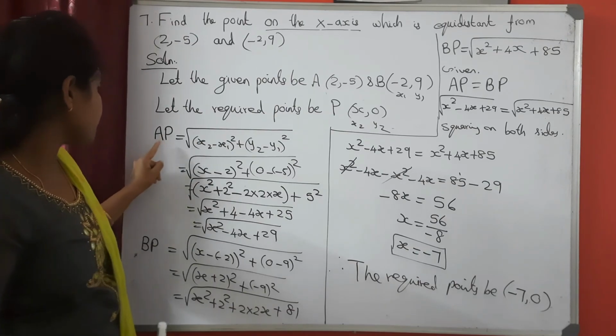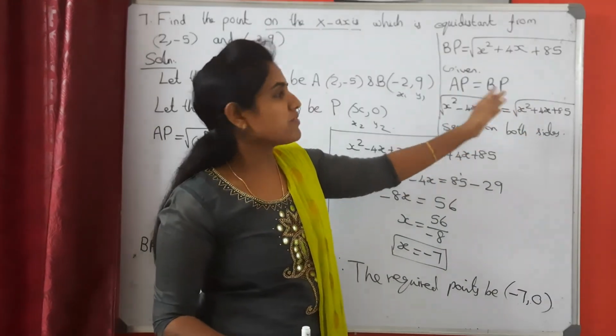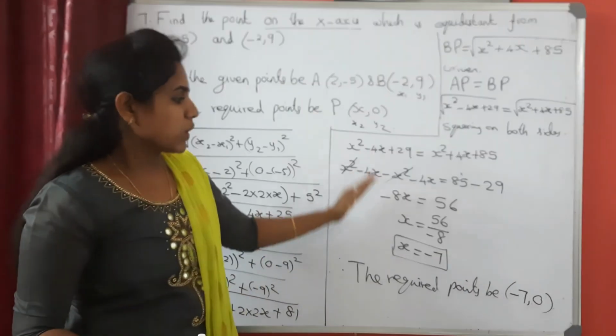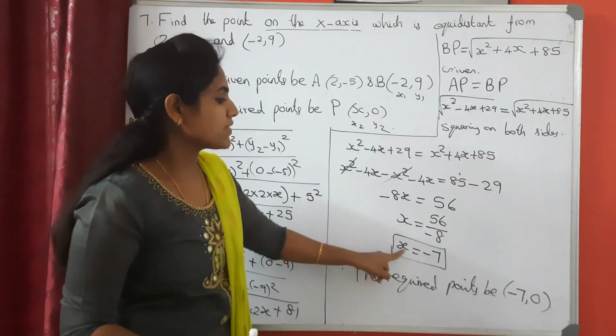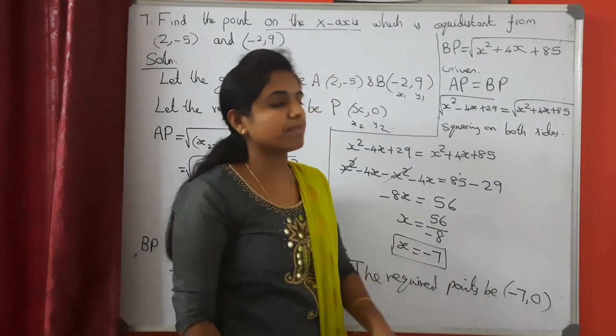So we have to find the AP and BP values. Then we have to equate. Squaring on both sides means we can eliminate the square root. With normal simplification we will get the x value equal to minus 7. Therefore, the required point is (minus 7, 0).